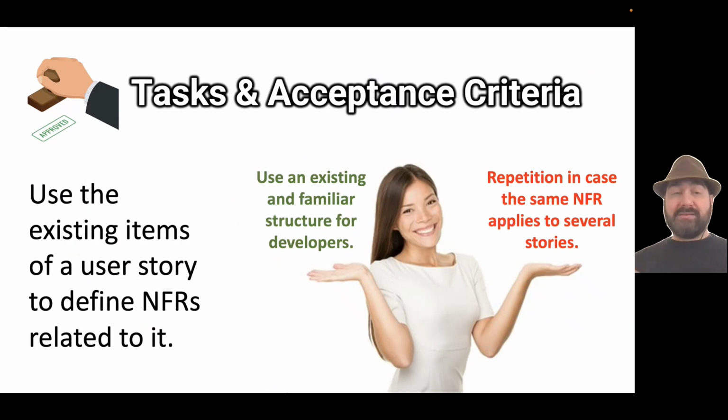Tasks and acceptance criteria: the idea is to use what the user stories already have, like defining a task or defining an acceptance criterion related to a non-functional requirement. A drawback of this is that if you need the same requirement, for example for performance, in many user stories, you need to repeat it in all of them.